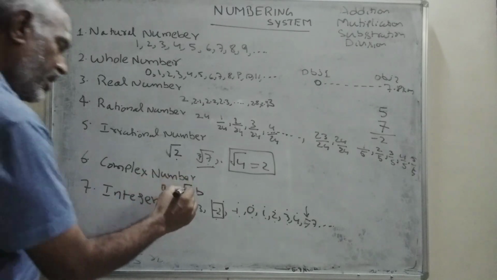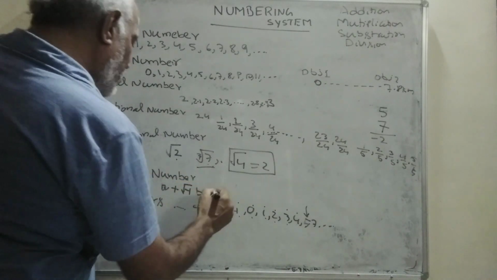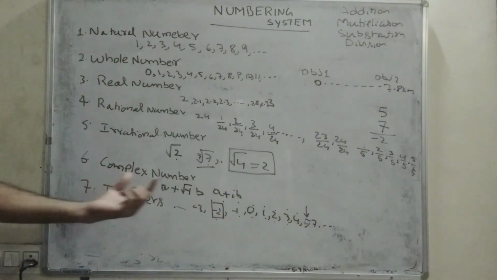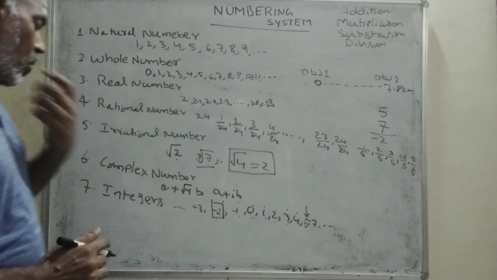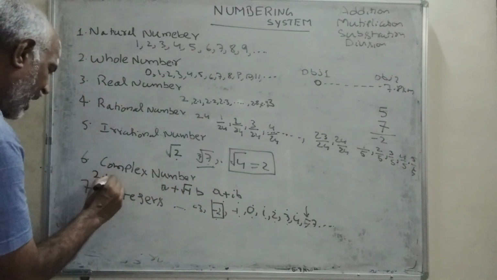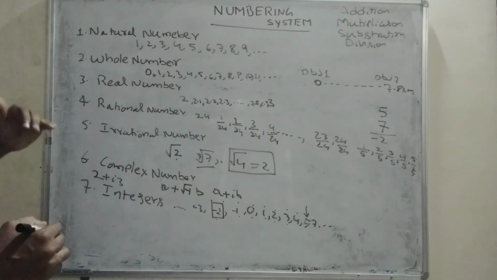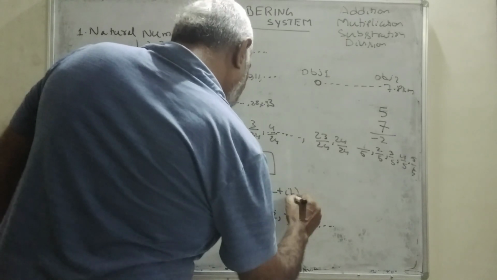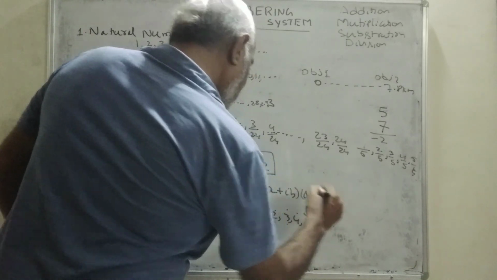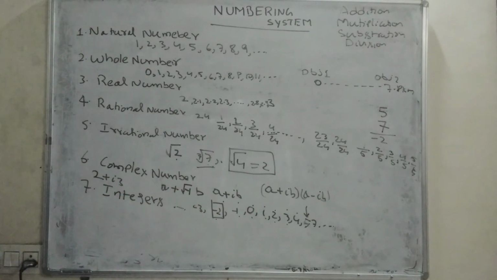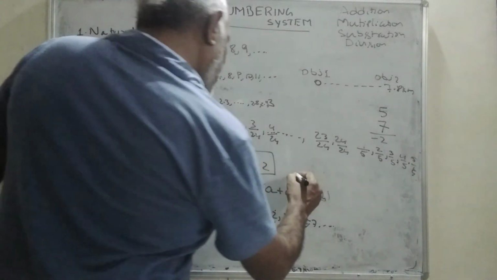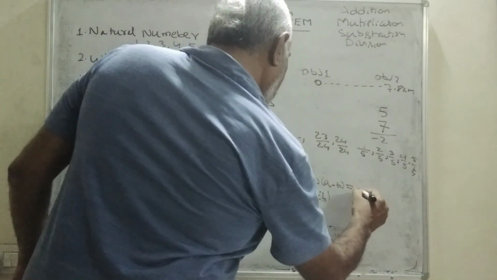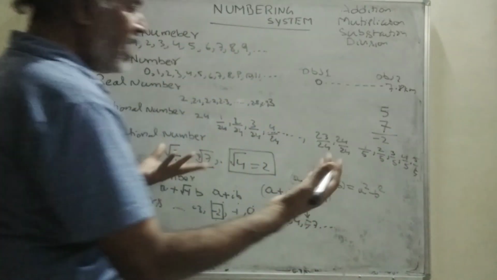In mathematics you should not always write minus 1. You can say it like a plus ib. This is a complex number. So you can say 2 plus i3. Now a plus ib is multiplied with a minus ib. If you take a plus b into a minus b, it gives a square minus b square.